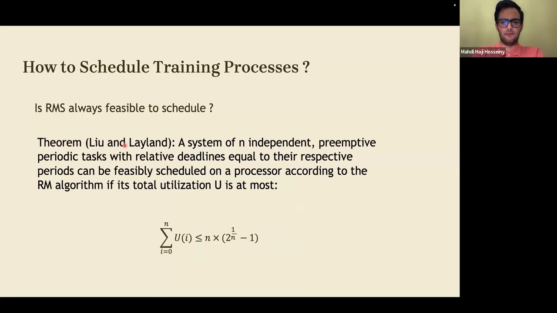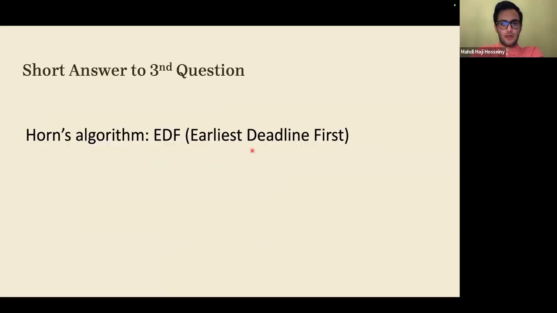There is a theorem named Liu and Layland. It's an old one, which shows that the summation of utilization must be less than this term. And this is not always easy to achieve. This is a sufficient condition to be sure that this task set will be schedulable.